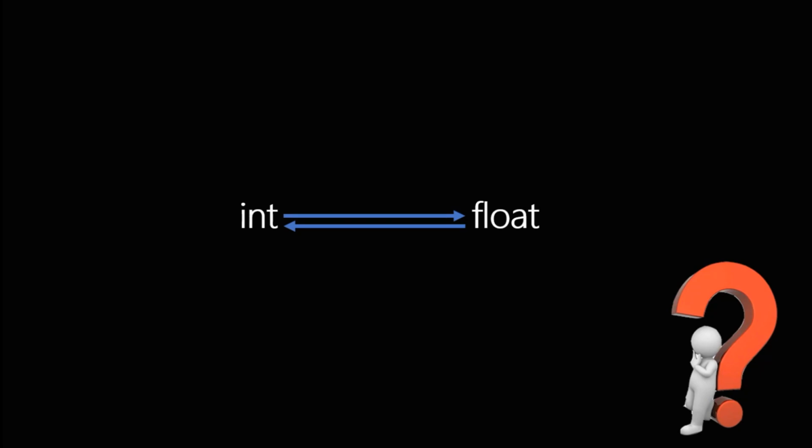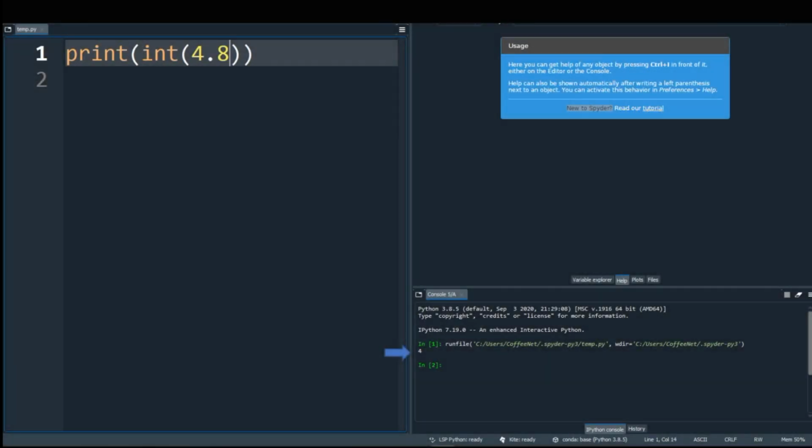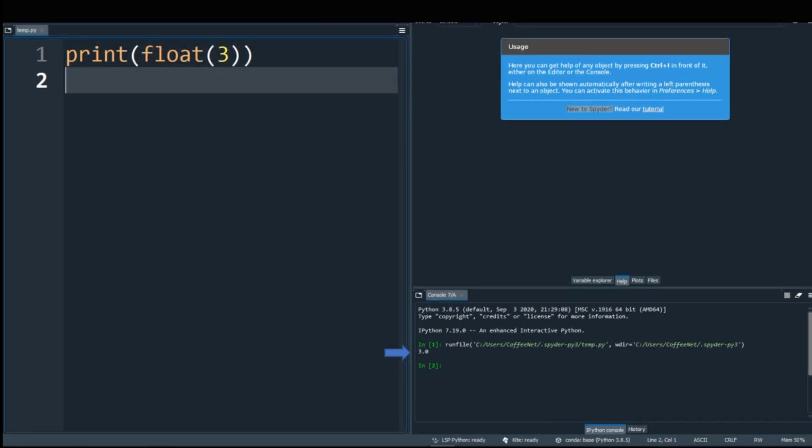Sometimes you might need to manually convert one numeric type to another, and you can do that by constructing new objects of those types with int and float. When we convert a float to an int, the part of the number after the decimal point is cut off, which means that no rounding occurs. For example, 4.8 to 4 and 7.0 to 7. Converting int to float adds a decimal 0 to the end of the number.